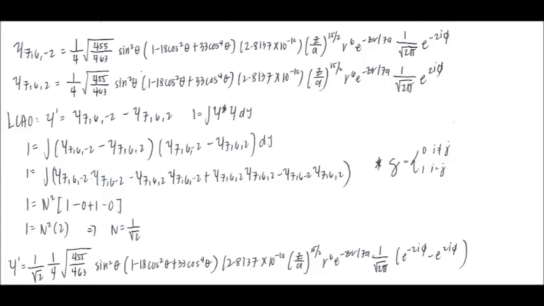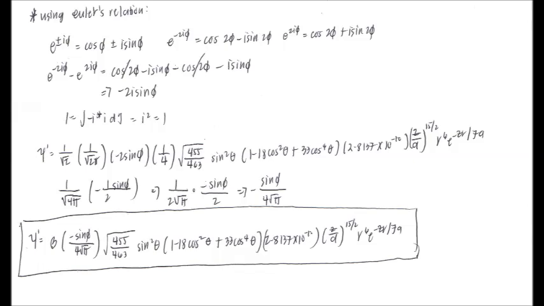So include this value of n in our equation, leaving the new equation psi eigenfunction equal to 1 over square root of 2 times 1/4 square root of 455 over 463 sine squared theta times 1 minus 18 cosine squared theta plus 33 cosine to the 4th theta times 2.8137 times 10 to the negative 10 times z over a raised to 15 over 2 r raised to 6 and times e raised to negative zr over 7a times 1 over square root of 2 pi parenthesis e raised to negative 2I phi minus e raised to 2I phi.